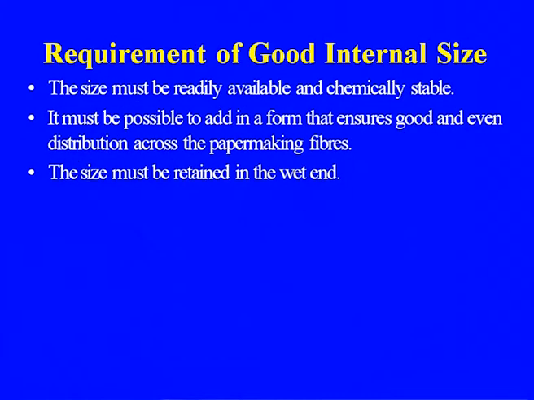Requirements of a good internal size. The size must be readily available and chemically stable. This is one of the very important properties. It must be possible to add it in a form that ensures good and even distribution across the papermaking process. The size must be retained in the wet end of the paper, because if it is lost, then definitely the paper quality is going to be affected. So, retention of the sizing material is also very important.